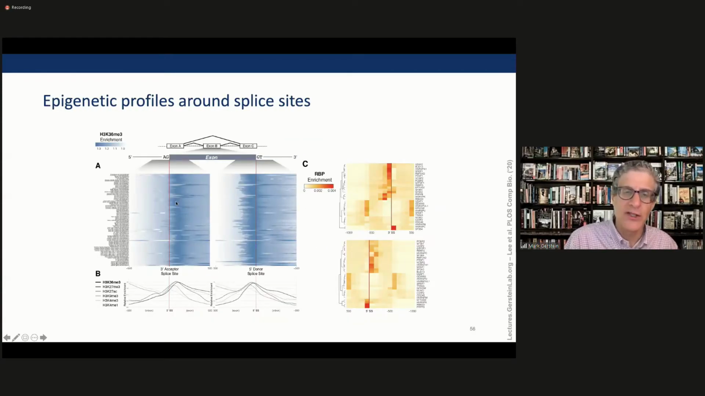And here's just a little bit more of the data that you get from looking at this. Here we have an exon, here are the splice sites, and we can look at the epigenetic profiles at the sites, and you can see that they're very marked, very different.